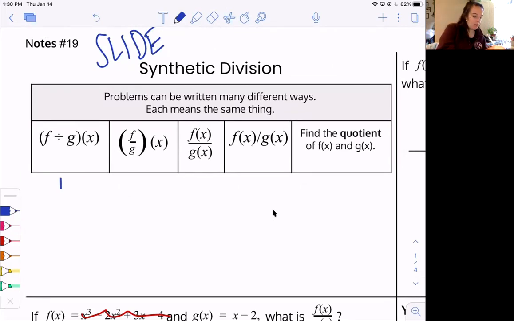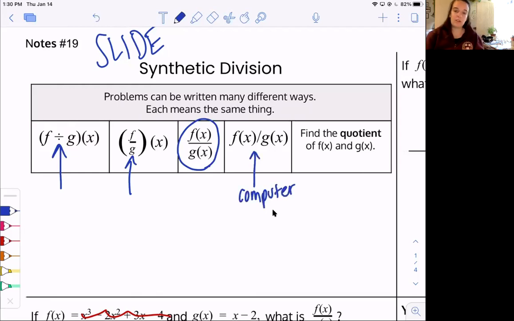We can write it with old school, elementary school division. We can write it with a fraction like this. We can write it out as f of x over g of x. Or this is how computers write it: f parentheses x parentheses, then use that slash, and then g of x. And the word that we use to describe division is quotient.